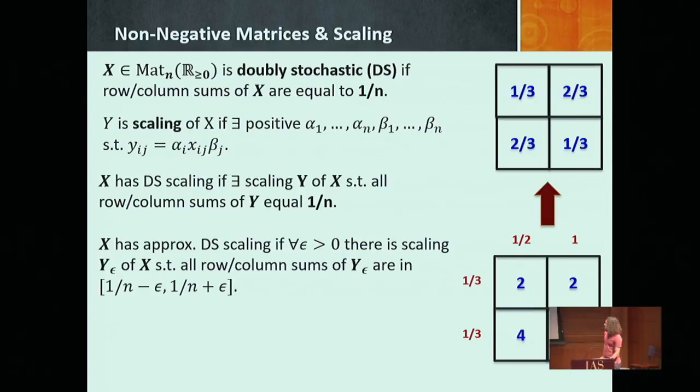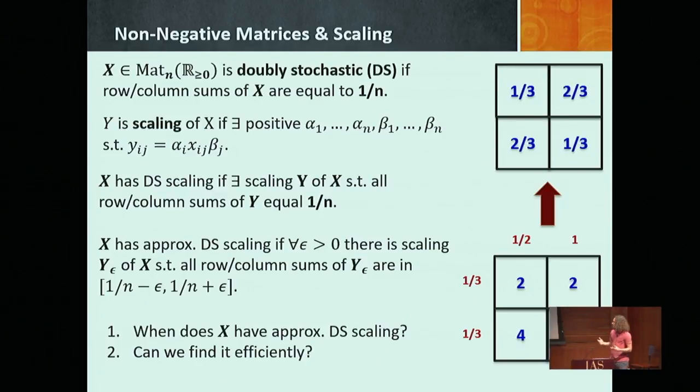But remember, the problem we're interested in is this approximate doubly stochastic scaling, right? So X has an approximate doubly stochastic scaling if for any epsilon you have a scaling of X such that all row and column sums are really close to being doubly stochastic, okay? And then the natural questions are, when does X have approximate doubly stochastic scaling, and can we find it efficiently, right? So far this is the setup, the most basic setup of a product group action.